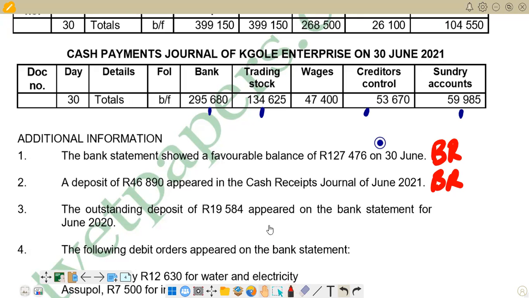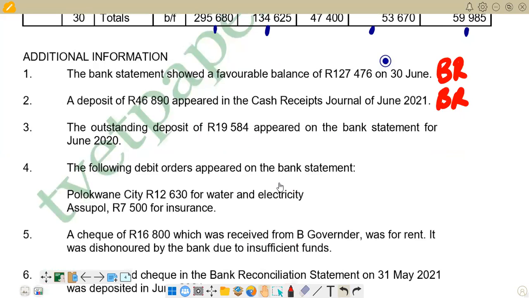Then we go to the next one. We've got the following debit orders that appear on the bank statement. Whenever we have a debit order, remember, it means what is being debited here is the bank statement. What is on the debit side of the bank statement represents what is on the credit side of the bank account. So whenever the bank statement is debited, it's an outflow, so money is going out of the business.